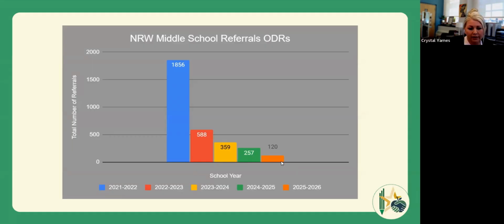And right now, currently at the end of March, we ended with 120 referrals. So we are on target for under 200 referrals for the year. As you can see, this has been highly impactful. We've been able to develop more consistency with our referrals. We've been able to provide more supports for our teachers and students. And I wholeheartedly believe that's because of our CCR system.